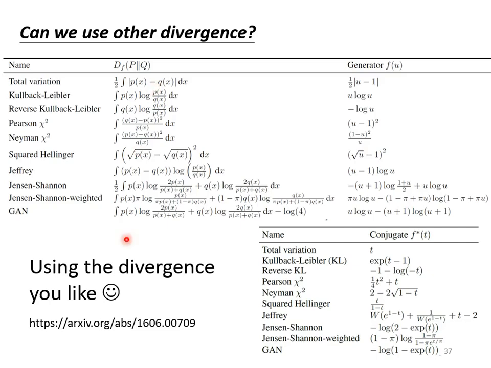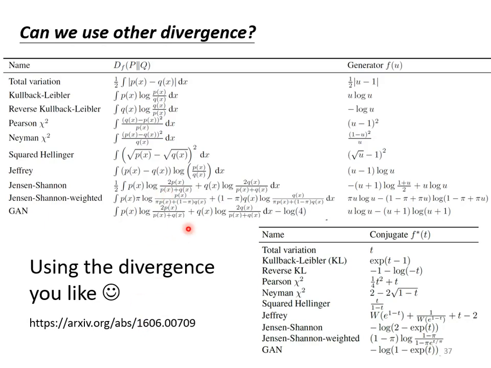There is an article called f-GAN. There are very detailed proofs. There are a lot of tables to tell you how to design an objective function for different divergence. Once you design an objective function, its maximum value tells some kind of divergence. There are detailed records in this article.